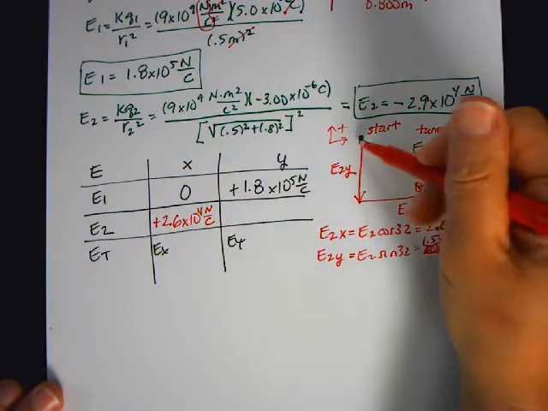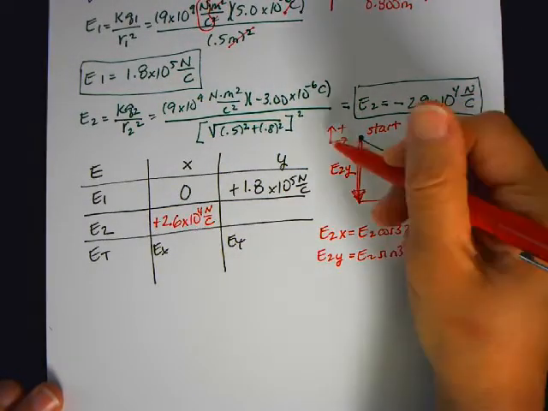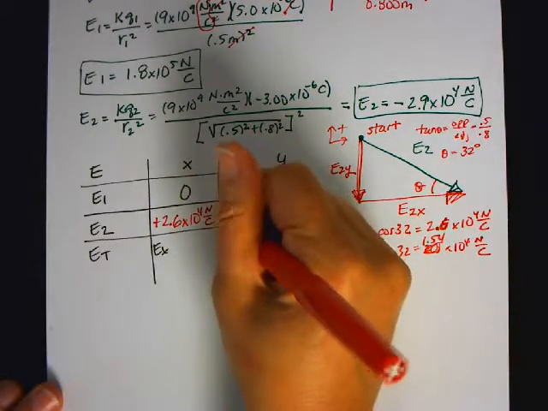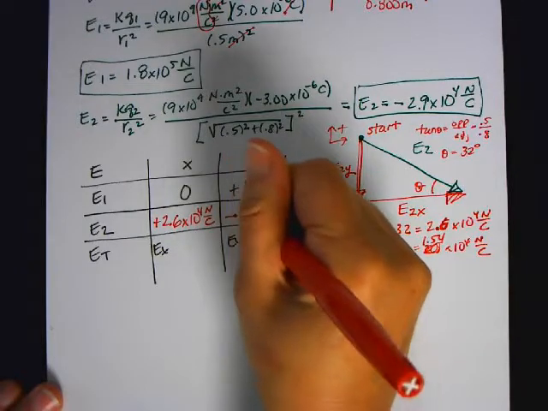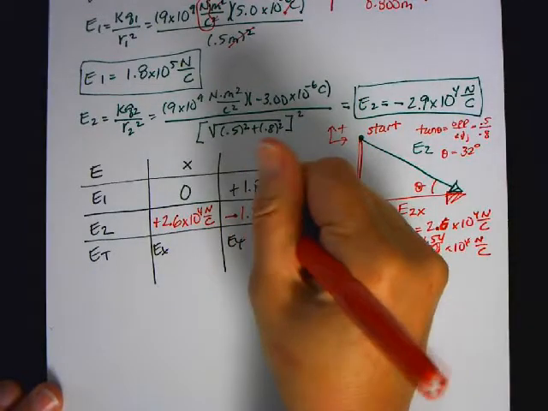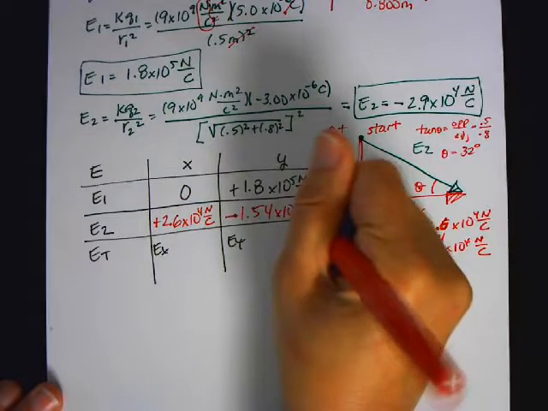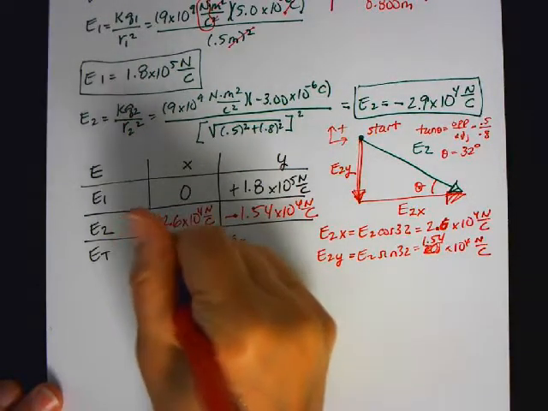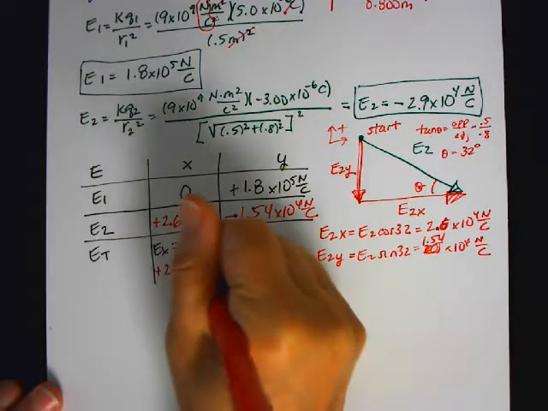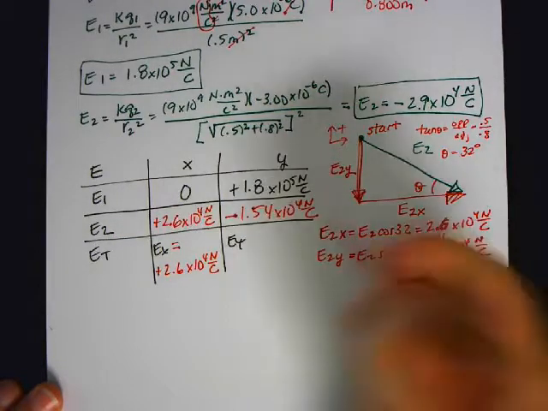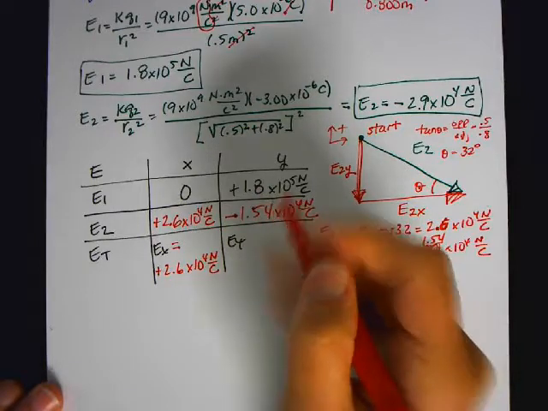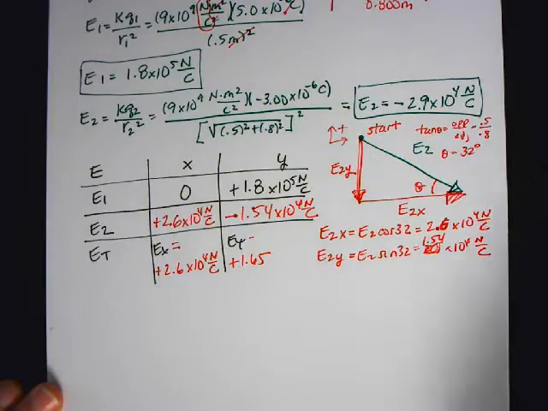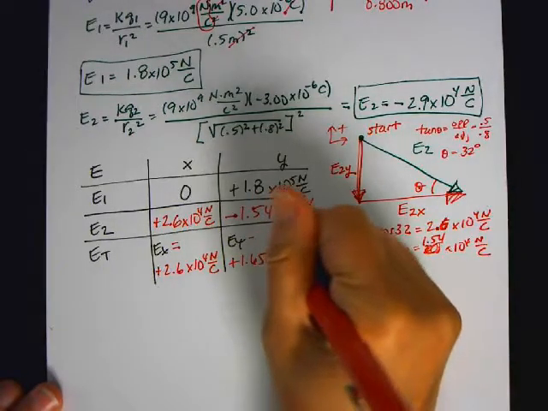And you see how E2y goes down? Well, according to my sign convention, up and to the right is positive. So I'm going to make this one negative 1.54 times 10 to the 4. So now when I add this up, EX is positive 2.6 times 10 to the 4. And EY, I'm going to have to find the difference, so the difference would be plus 1.65 times 10 to the 5.